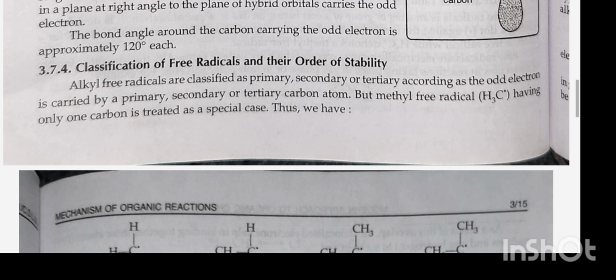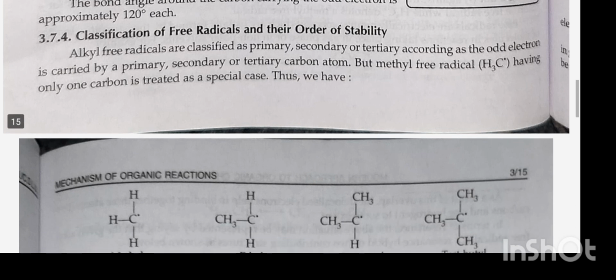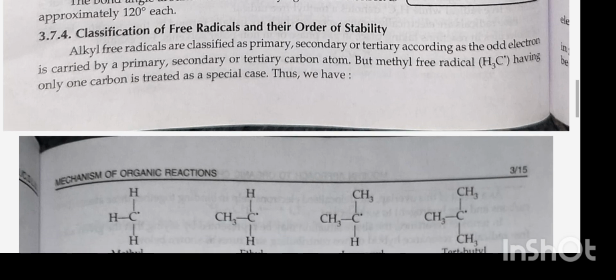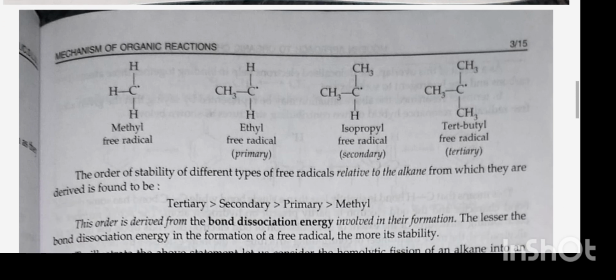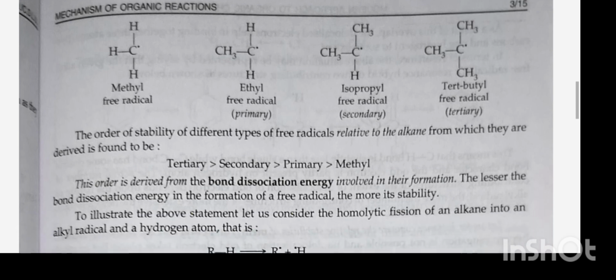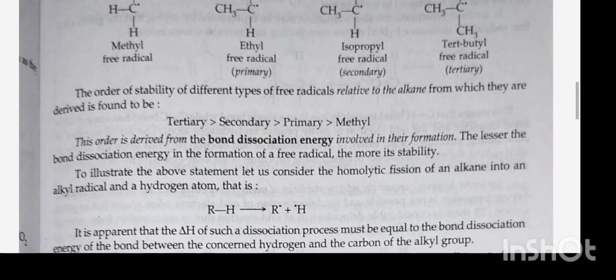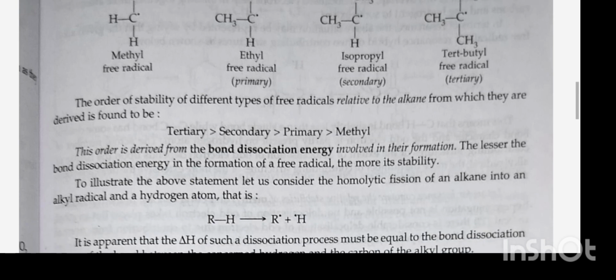Classification of free radicals and their order of stability. Alkyl free radicals are classified as primary, secondary or tertiary according to whether the odd electron is carried by a primary, secondary or tertiary carbon atom. But the methyl free radical, having only one carbon, is treated as a special case. Thus we have methyl free radical, ethyl free radical primary, isopropyl free radical secondary, tertiary butyl free radical tertiary. The order of stability of different types of free radicals relative to the alkane from which they are derived is as follows, in decreasing order: tertiary, secondary, primary, methyl.